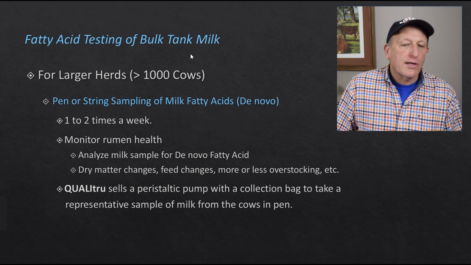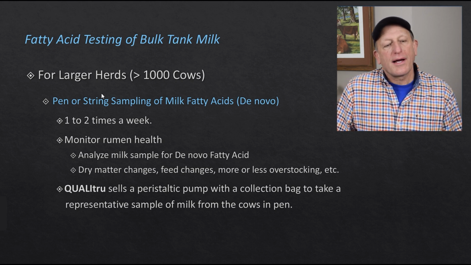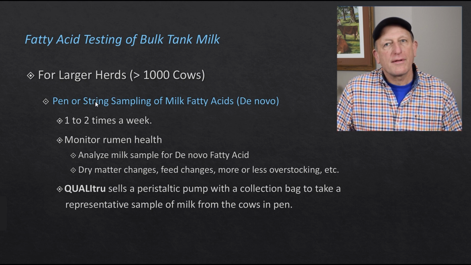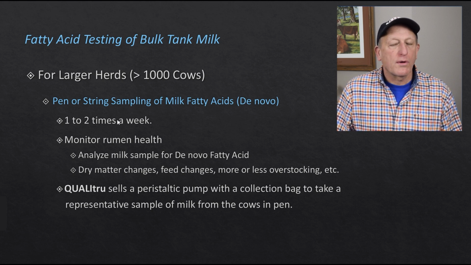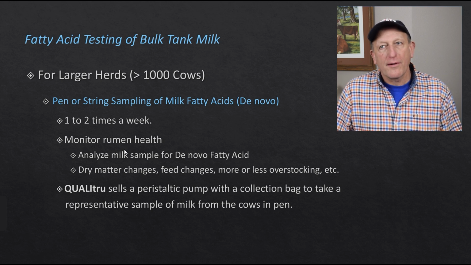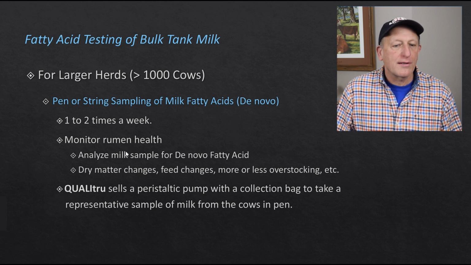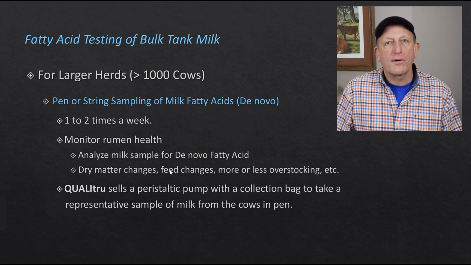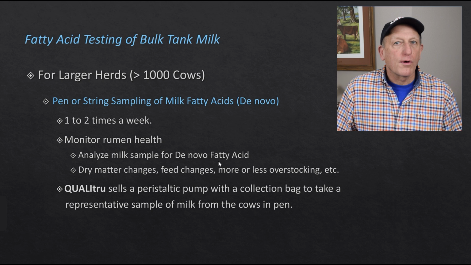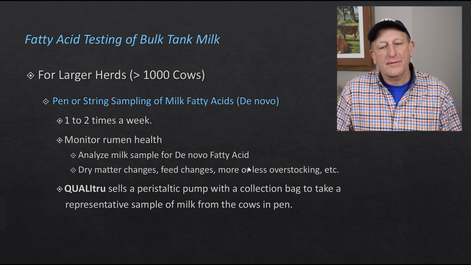If I had a large herd, like over 1,000 cows, I think one of the things we should be looking at is pen or string sampling to determine how that pen is doing with de novos. You would do this 1 to 2 times a week, and that would monitor rumen health. I think it's a very sensitive way of monitoring rumen health. It would determine dry matter changes that are going on, feed changes, any more or less overstocking that's occurring in that pen.